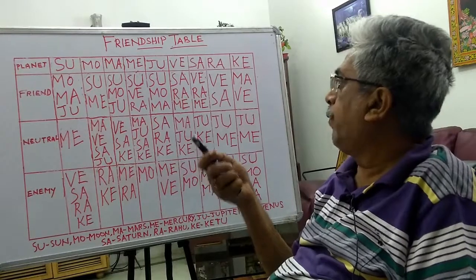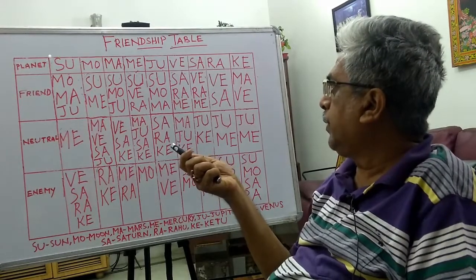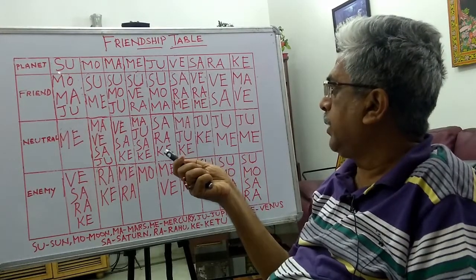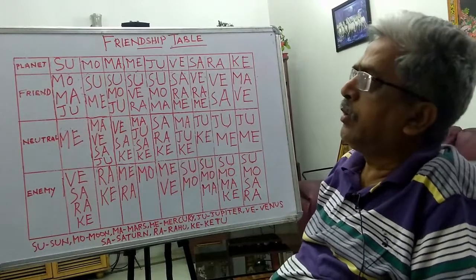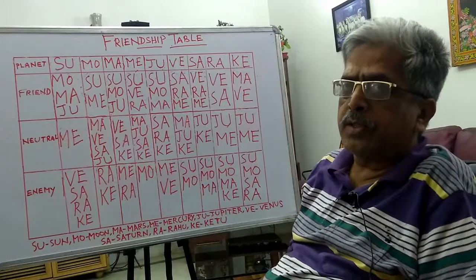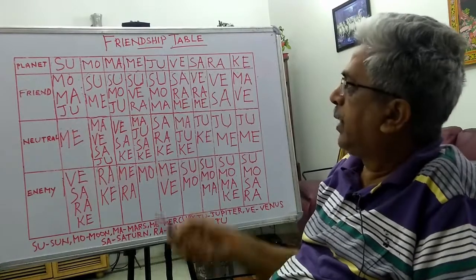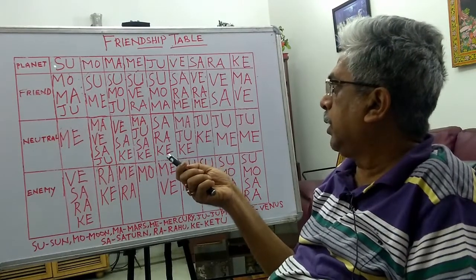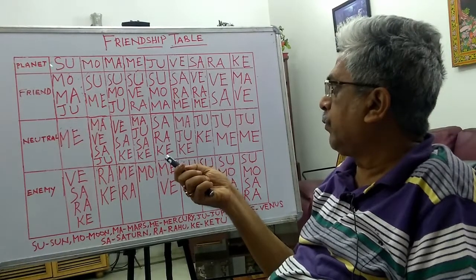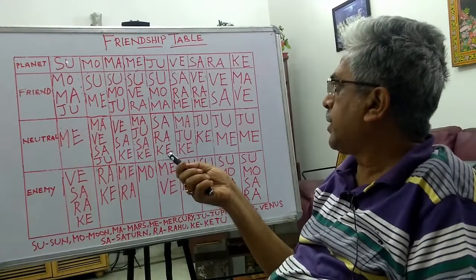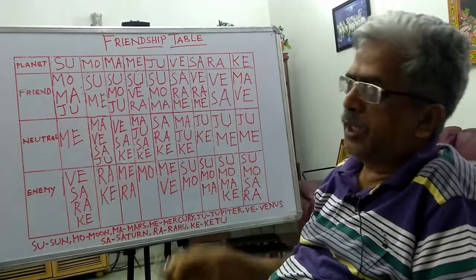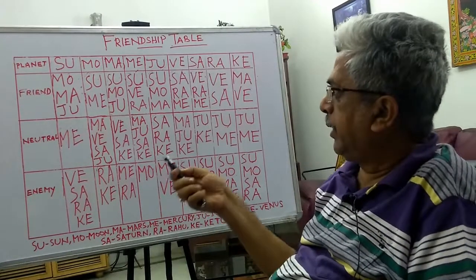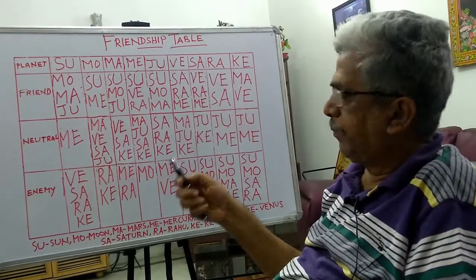So you see the first house, if written 5, it means your ascendant Lord is Sun. The first house is called ascendant in English and Lagan in Hindi. So the ascendant Lord is Sun. It means in the first house what is written is 5. If Sun is your ruling planet as per the first house, then this is your friendship table.